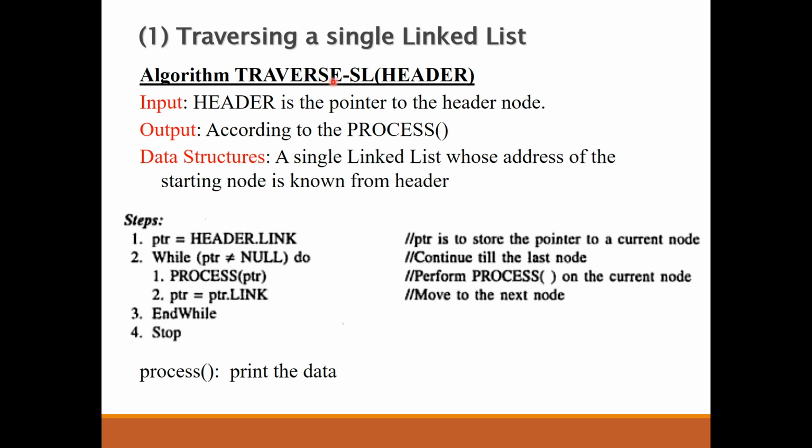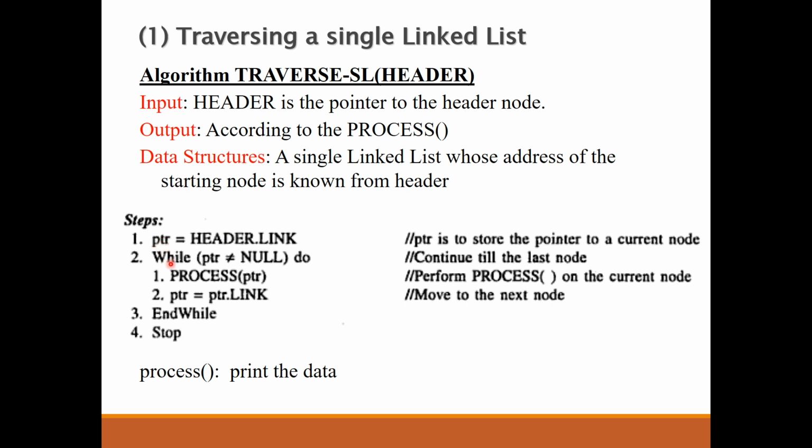The algorithm is traverse underscore SL. SL means single linked list. As we said, there will be a header node. The link part of the header node will contain the address of the first node. So these are the algorithm steps. There will be a pointer variable, that is PTR. PTR is equal to header dot link, meaning the link part of the header node contains the address of the first node. So the address of the first node is assigned to the variable PTR.